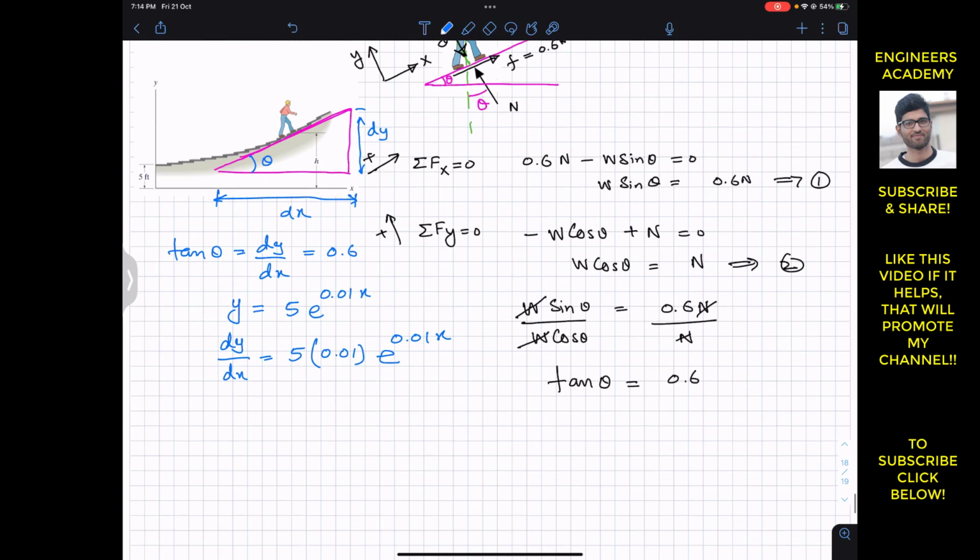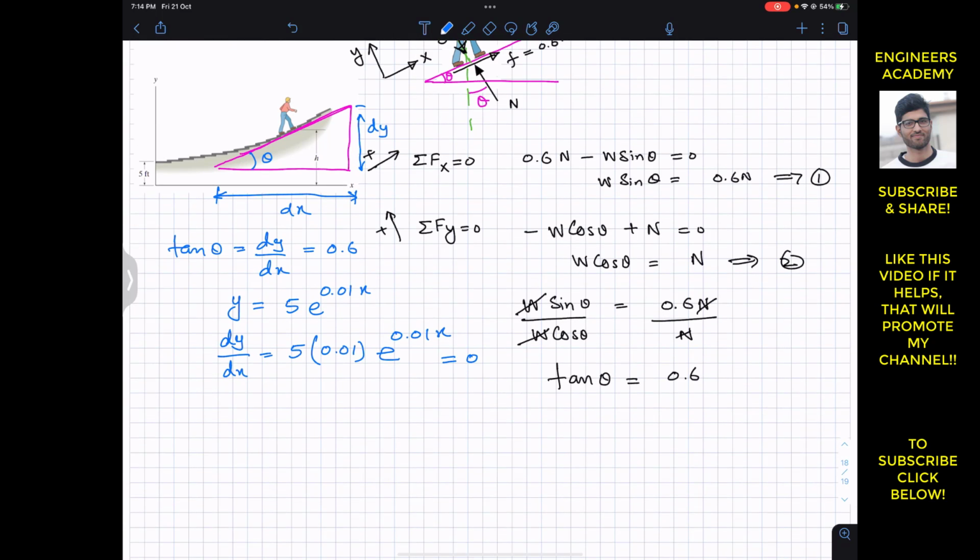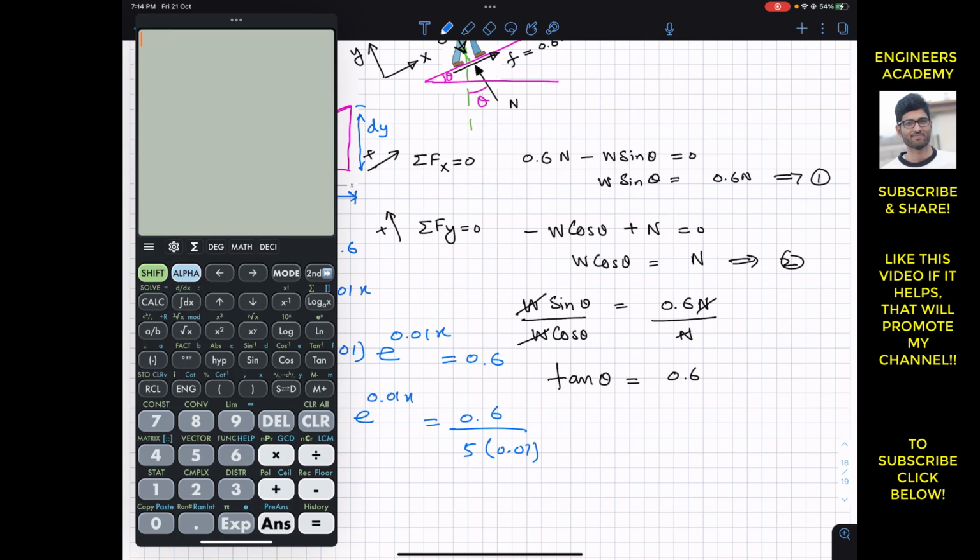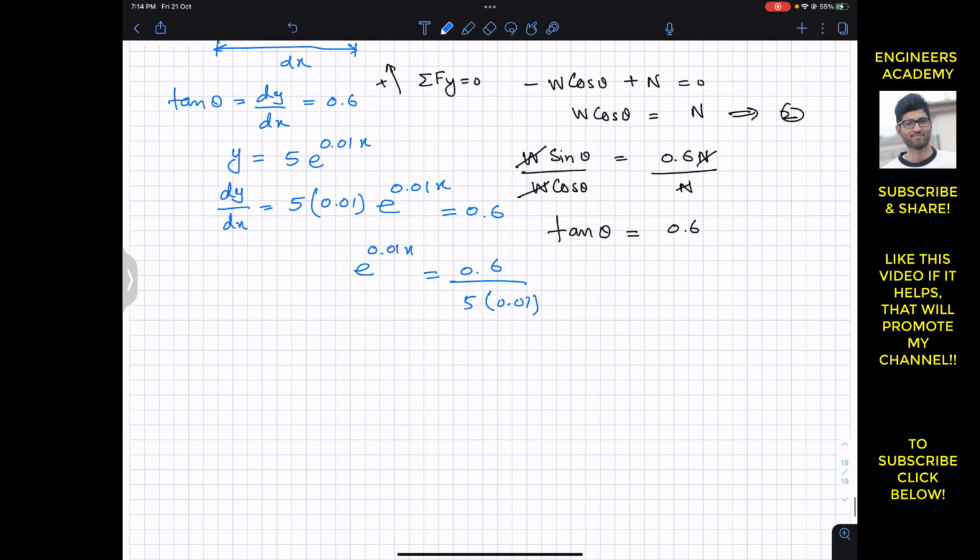So now we can write that this is equal to 0.6. So now we can say that e to the power 0.01x is equal to 0.6 divided by 5 into 0.01. So 0.6 divided by 5 into 0.01 gives us 12. So e to the power 0.01x is equal to 12.